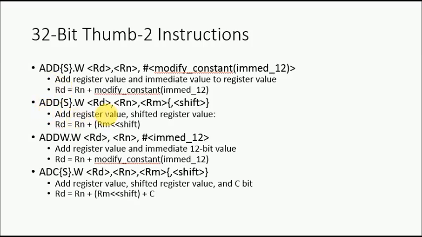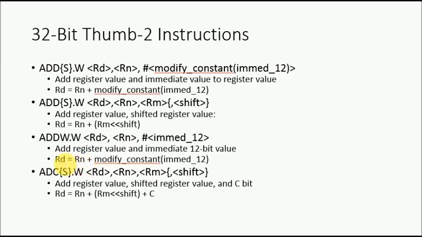ADD{S}.W Rd, Rn, Rm, shift. Now here Rm is shifted to the left, the content is added to the Rn register content, and the result will be stored into the Rd register. ADDW.W Rd, Rn, #immediate 12-bit data. Here the immediate 12-bit data is added with the Rn register content, and the result will be stored into the Rd register.